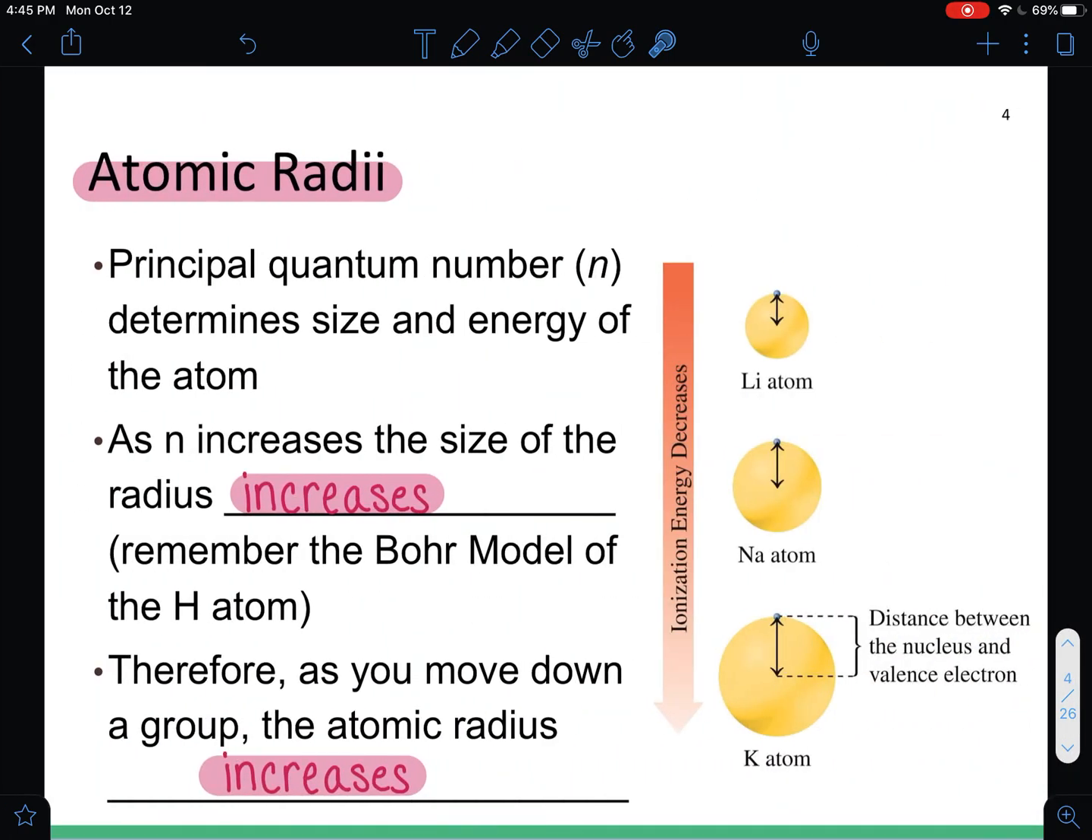All right, we're starting with atomic radii. As the principal quantum number n increases, so as you're going vertically down the periodic table, the radius or size of the atom also increases because you're adding more energy levels, so you're increasing the distance from the nucleus to the very outside energy level. Therefore, as you move down a group, the atomic radius increases.